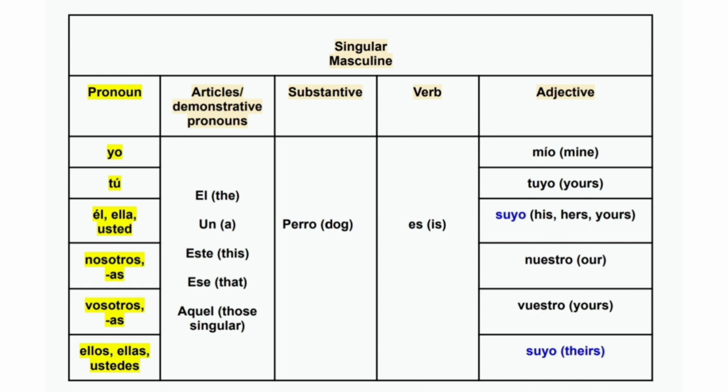So we could say el perro es mío, el perro es tuyo, el perro es nuestro, el perro es vuestro, un perro es suyo, un perro es tuyo, este perro es mío, este perro es tuyo, este perro es vuestro, ese perro es nuestro, este perro es tuyo, ese perro es mío, aquel perro es suyo, aquel perro es nuestro. We can do all the combinations possible.